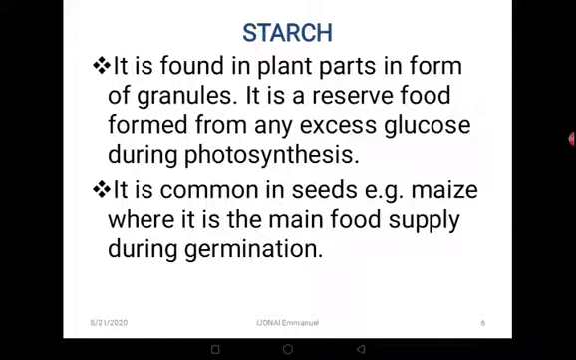It is usually common in seeds, for example, in maize. You have seen that in millet, in most of the cereal seeds, and then also in some roots like the tubers, like potatoes or cassava, yams. You can easily find starch there.